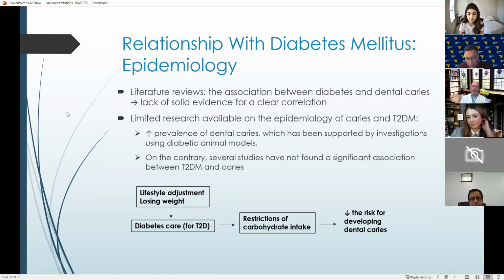This could be explained by the fact that, as we know, lifestyle adjustment and losing weight are important in diabetes care, especially for type 2 diabetes. Restriction of carbohydrate intake is a crucial part of the strategy to lose weight, which might reduce the risk of developing dental caries in diabetic patients.